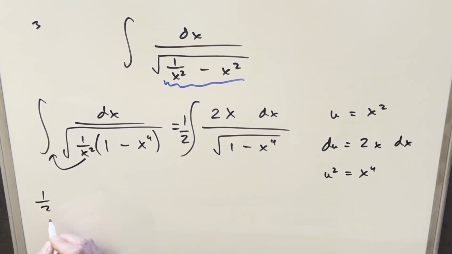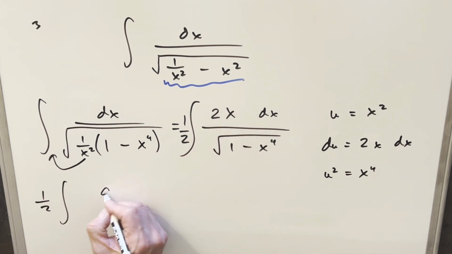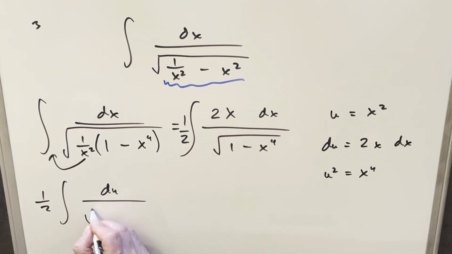Now let's rewrite. We'll have 1/2 in front. Again, this is our du. And then here in the denominator, we're going to have the square root of 1 minus, this here is going to be u squared. But now for this, it turns out we really don't need to do trig substitution on this, because this is just a common integral.